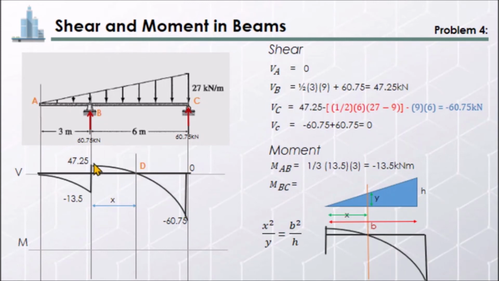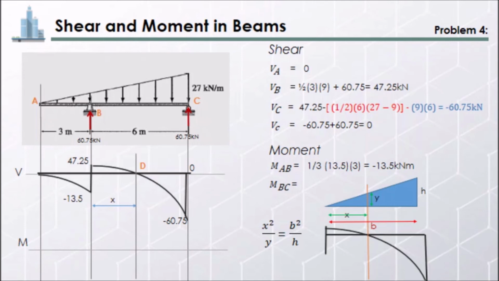This one, portion from B to C. So, that's another parabolic curve. Now, if we look at the end of our parabolic curve at point B, are we at the vertex of a triangle? No, since what remains from B to C is trapezoidal. So, the formula x squared over y is equal to b squared over h is not applicable, class. We cannot use the formula I gave you.